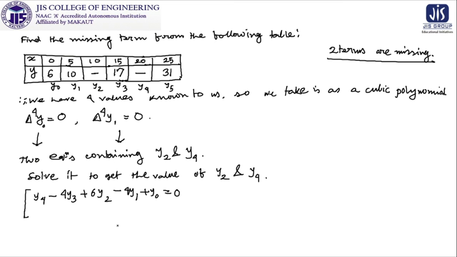as well as, look at this, it will start from y0 and end at y4. So y0 to y4, and when we put del 4 for y1, the next equation you are going to get is y5 minus 4y4 plus 6y3 minus 4y2 plus y1 is equal to 0.